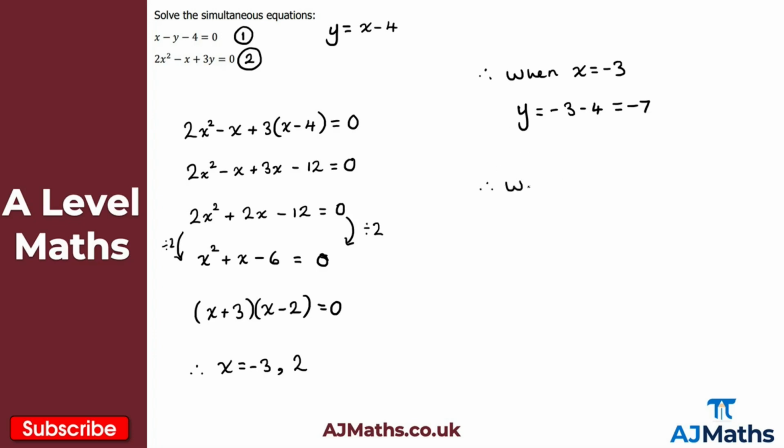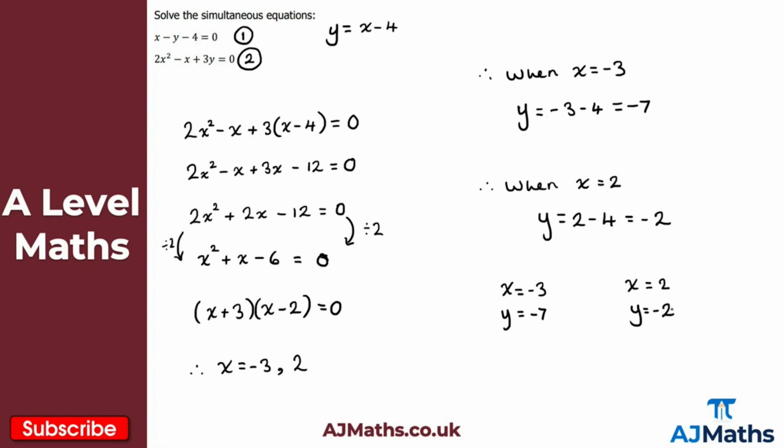And then when x is equal to positive 2, I get that y is equal to 2 minus 4, giving me minus 2. So our solutions here are x equals minus 3, y is equal to minus 7, and we also get x equals 2, and y is equal to minus 2.